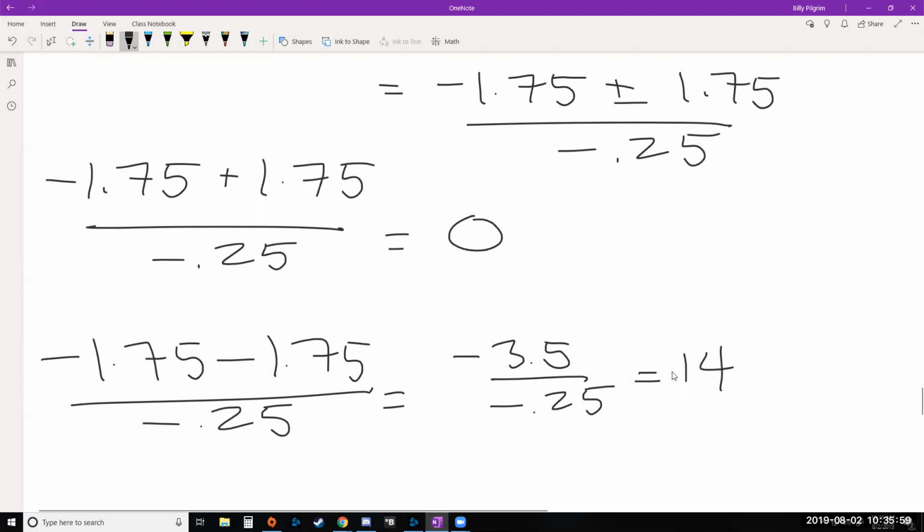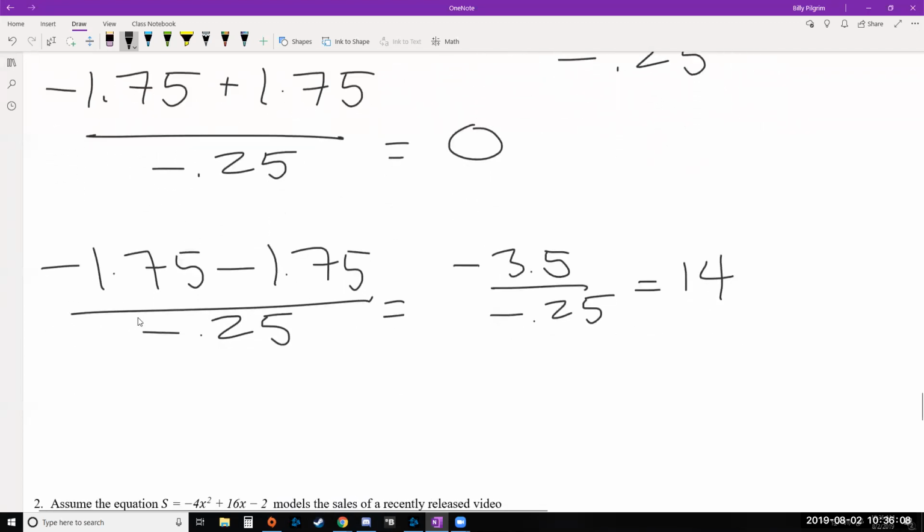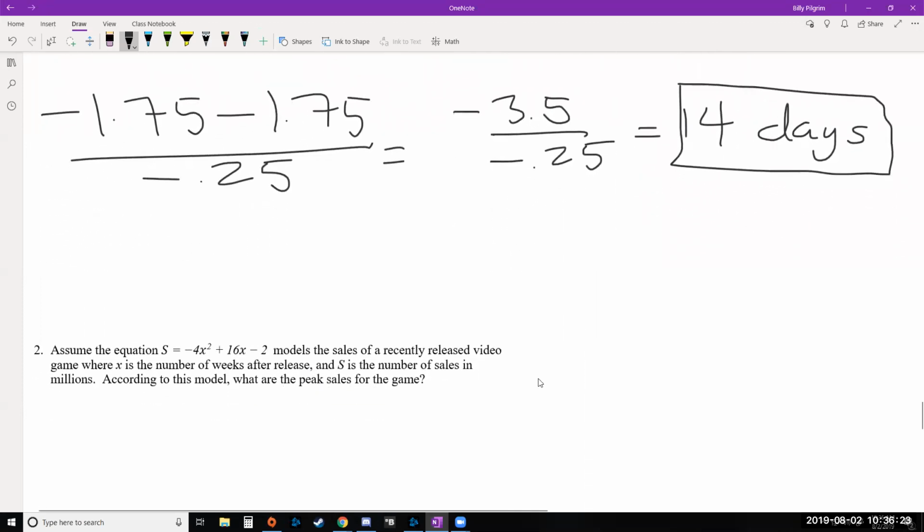We want to know, okay, it starts at 0, then it gets all these views, and then we want to know when does it come back down to 0. So 14 is our answer. We should conclude with units at least, 14 days. Right, so after 14 days after the video is released, basically no one's watching it anymore, according to our model. Okay, so there's an example of a modeling problem where we use the quadratic formula.